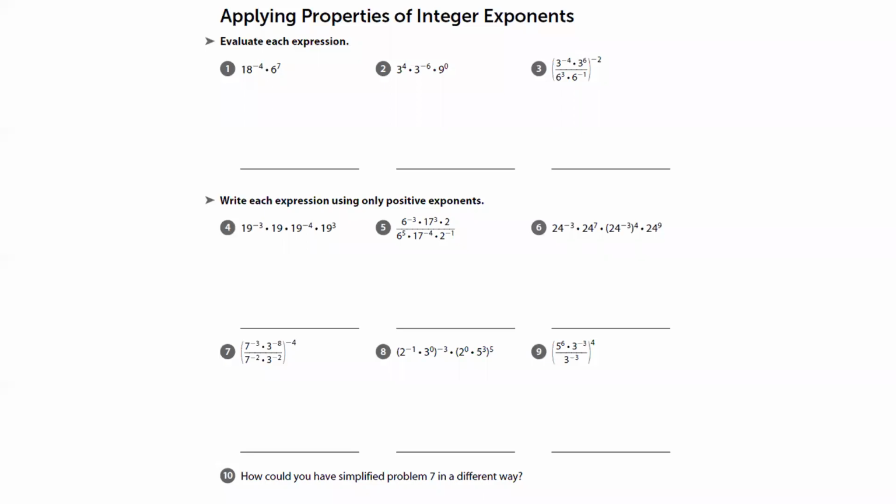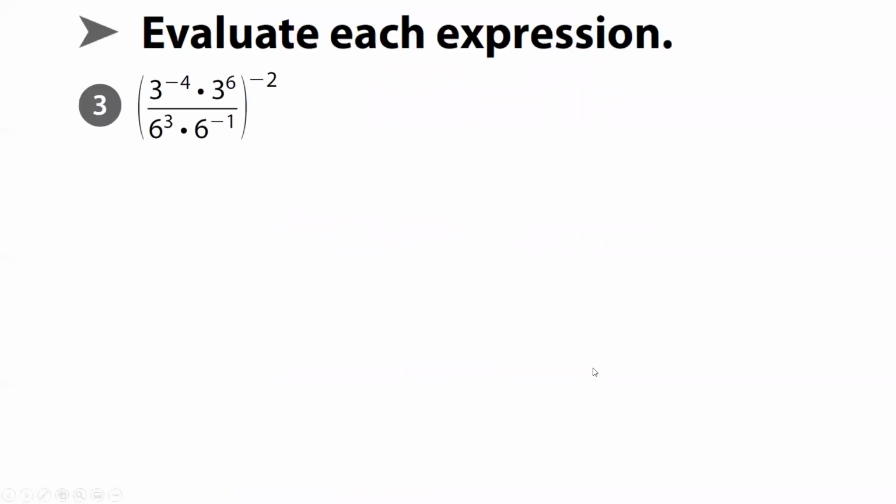In this video, I'm going to look at your second assignment from Monday. This was page 4 in your review packet. It's called Applying Properties of Integer Exponents. And I'm going to solve number 3, number 5, number 7, and number 9 with you. I'll begin with number 3.